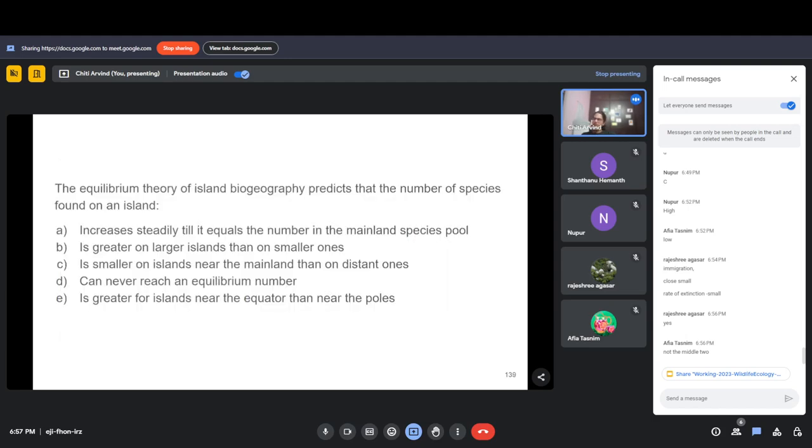So, another question on island biogeography. The equilibrium theory of island biogeography predicts that the number of species found on an island increases steadily till it equals the number in the mainland species pool, is greater on larger islands than on smaller islands, is smaller on islands near the mainland than on distant ones, can never reach an equilibrium, or is greater for islands near the equator than the poles. Now we just covered this, so you should be able to pick the correct answer.